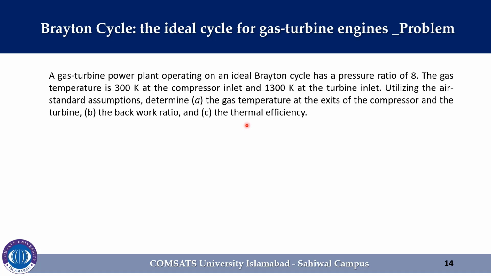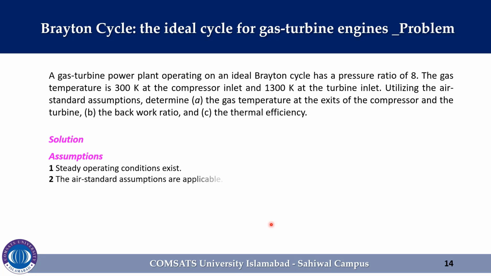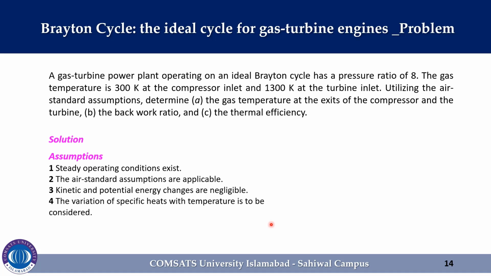So after analyzing the problem statement, now we will move towards the solution. A power plant operating on the ideal Brayton cycle is considered. The compressor and turbine exit temperatures, back work ratio, and thermal efficiency are to be determined. We assume that steady flow operating conditions exist, the air standard assumptions are applicable, kinetic and potential energy changes are negligible, and the variation of specific heats with temperature is to be considered.